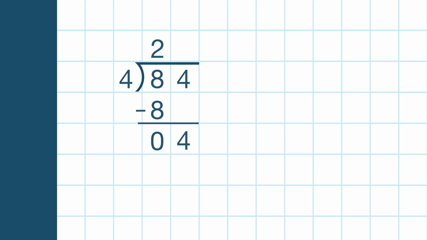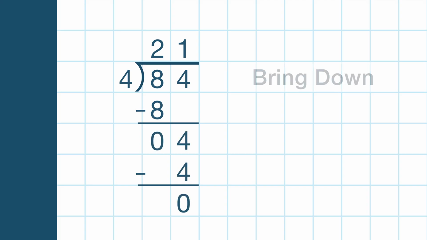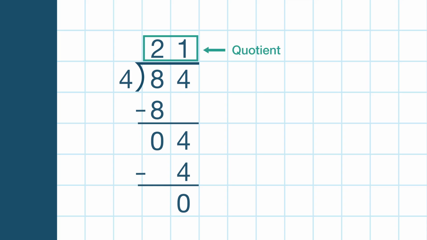Now repeat the steps. Divide. 4 goes into 4 1 time. Write the 1 above the 4. Multiply. 1 times 4 equals 4. Subtract. 4 minus 4 equals 0. There is nothing left to bring down. The answer is 21. This result is also referred to as the quotient.